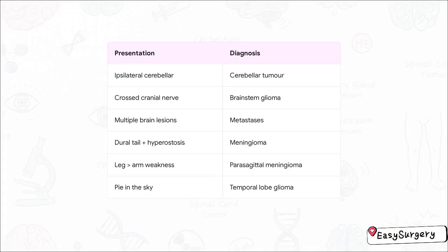Presentation: crossed cranial nerve deficits. Diagnosis: brainstem glioma. Presentation: multiple brain lesions. Diagnosis: metastases. Presentation: dural tail plus hyperostosis. Diagnosis: meningioma. Presentation: leg greater than arm weakness. Diagnosis: parasagittal meningioma. Presentation: pie in the sky. Diagnosis: temporal lobe glioma. Boom.